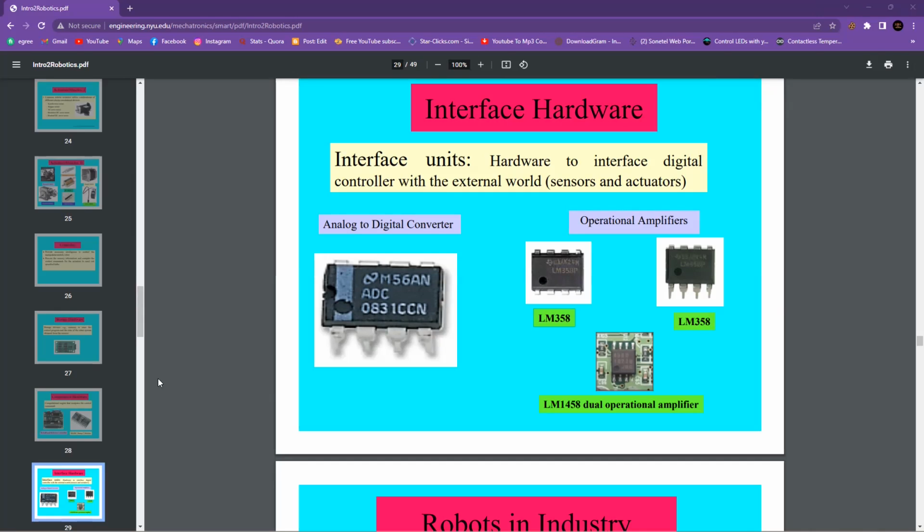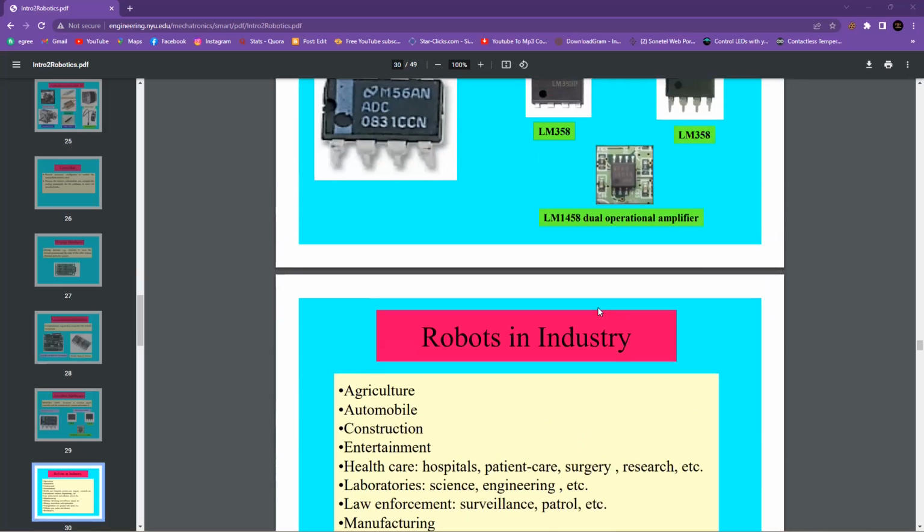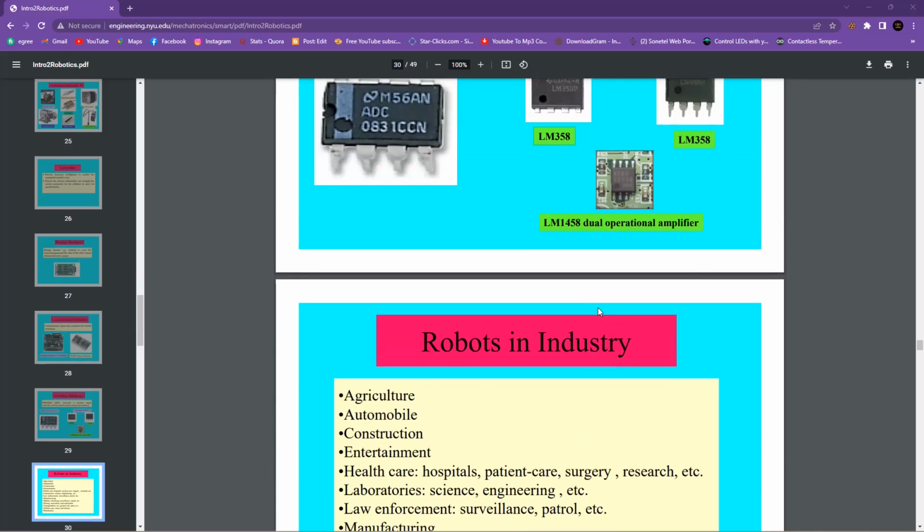We also have analog to digital converters and operational amplifiers, and all of those are interface hardware. The one I mentioned is called the USB interface, and that is for the Arduino Uno. So this is what I want you to understand for today.